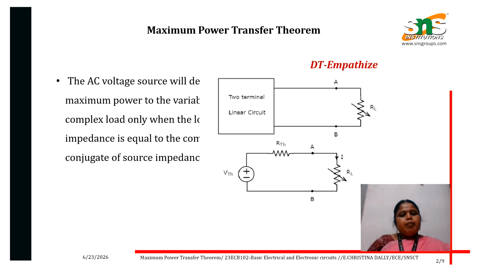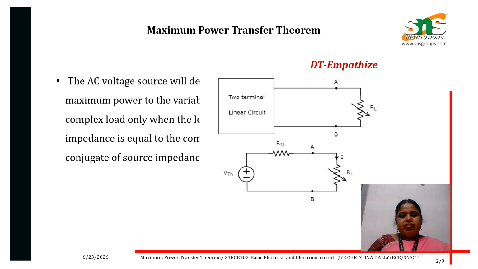So, what do we mean by the maximum power transfer theorem? Suppose an AC voltage source delivers maximum power to a variable complex load. At the same time, the load impedance should be equal to the complex conjugate of the source impedance. How much maximum power will be produced in the load?